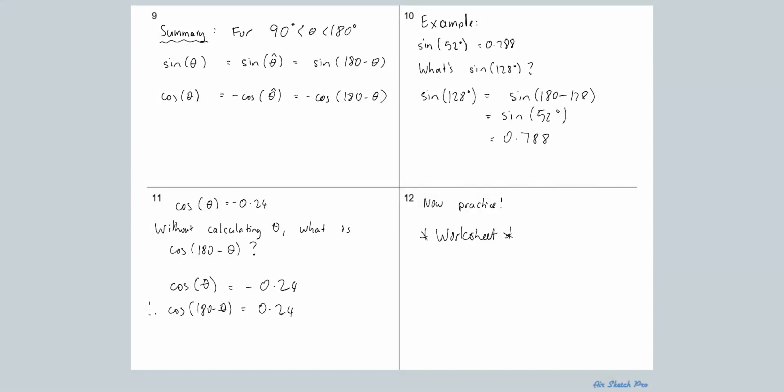Yeah. 120 minus 60. Yeah? So if you want to, if you go cosine of 120 in your calculator, it'll output minus a half. Same value, different sign, but it's in a different quadrant. Okay, let's push on. That deals with quadrant one and quadrant two.